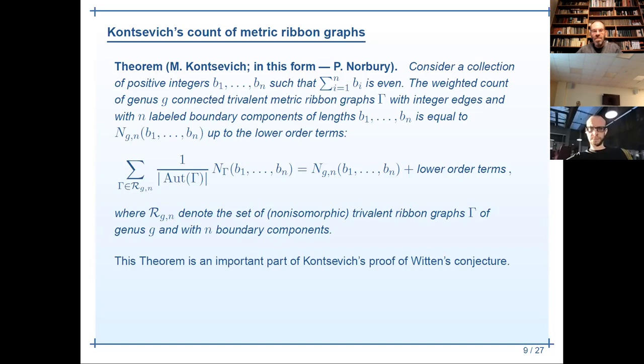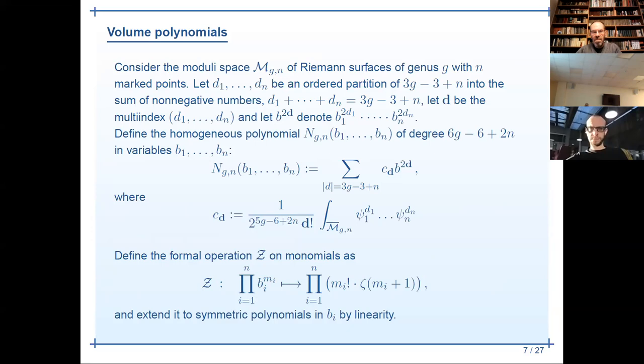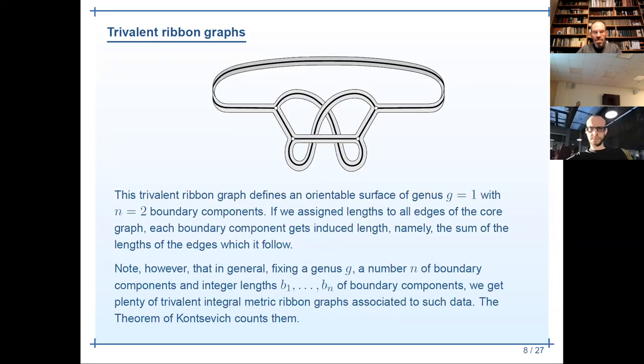Okay, so probably I have to come back by two slides. This polynomial, which is responsible for the count of metric ribbon graphs, is exactly the polynomial which is constructed using these intersection numbers. So this is my first application of intersection numbers to, at least, problems of combinatorics which are formulated in this very simple minded way.